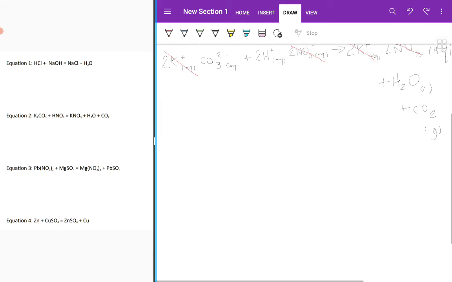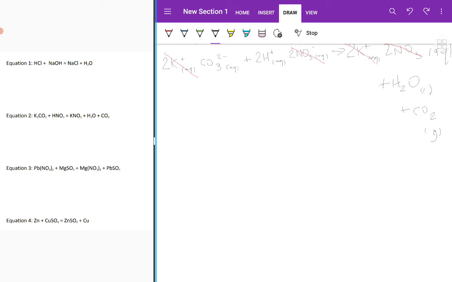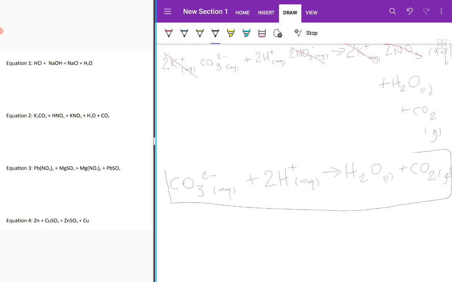So now, let's go back to our net ionic equation. We're going to have our carbonate ion plus 2H plus ions in the aqueous state, giving us H2O liquid plus CO2 gas. Alright, and this is our net ionic equation.